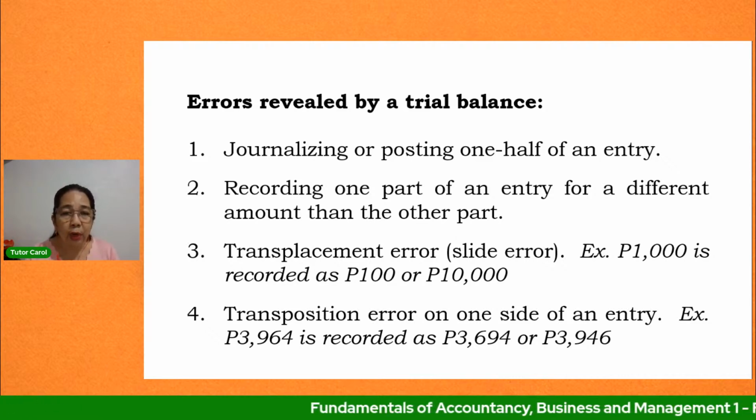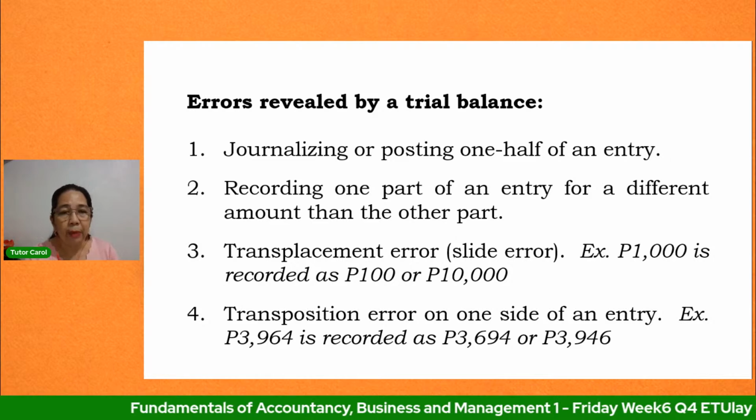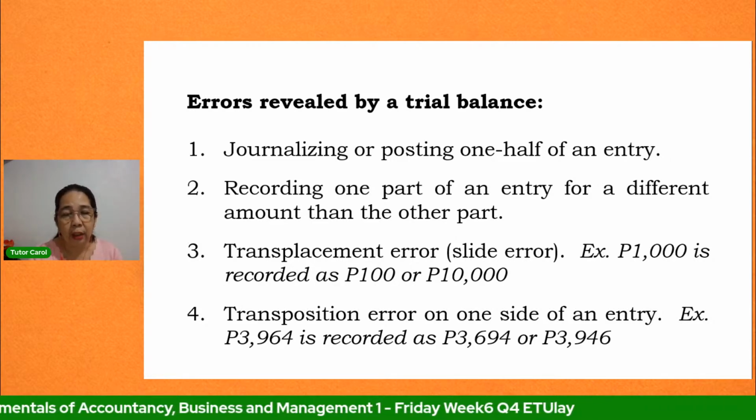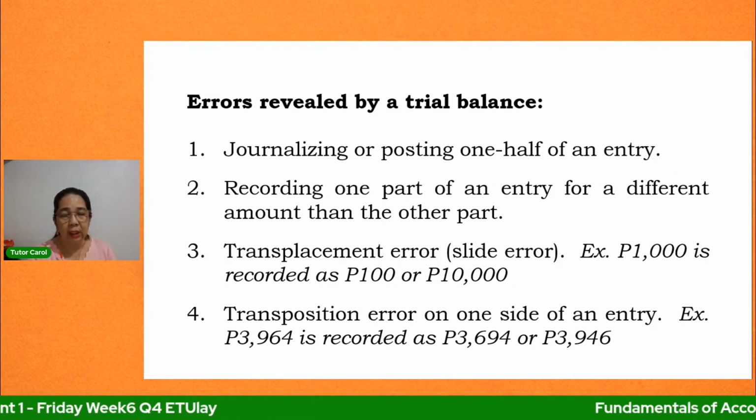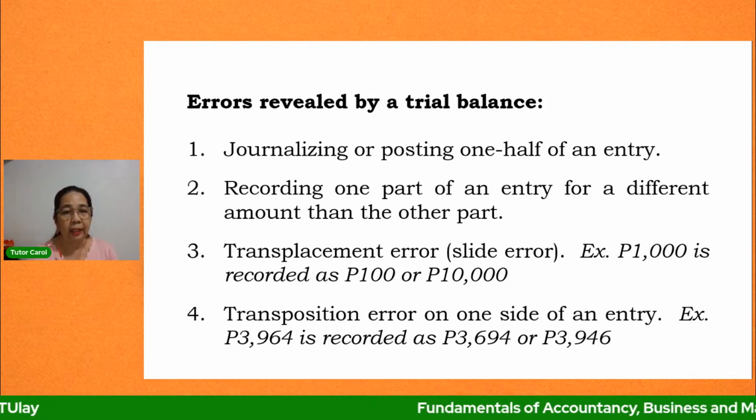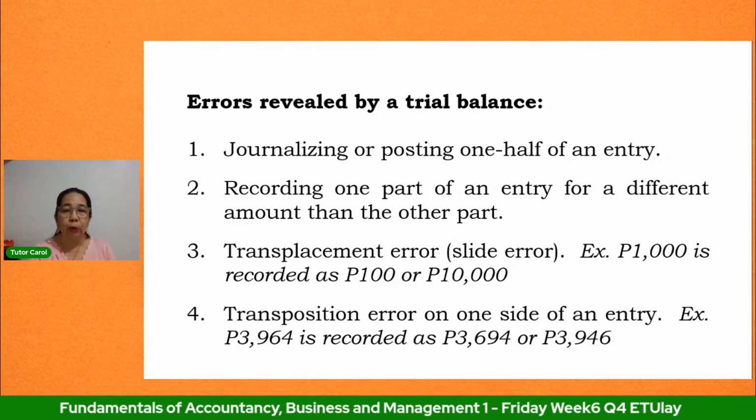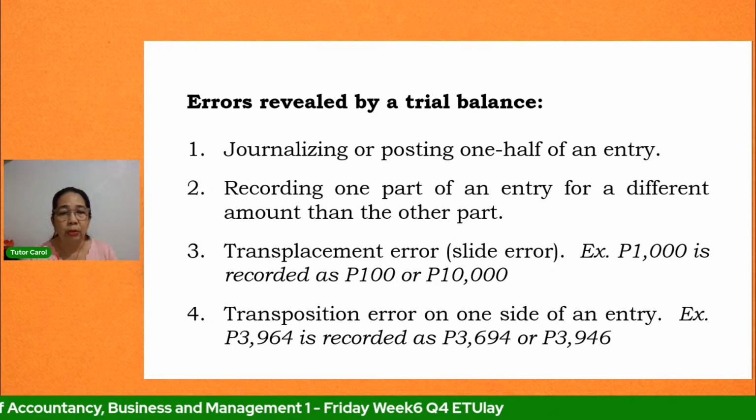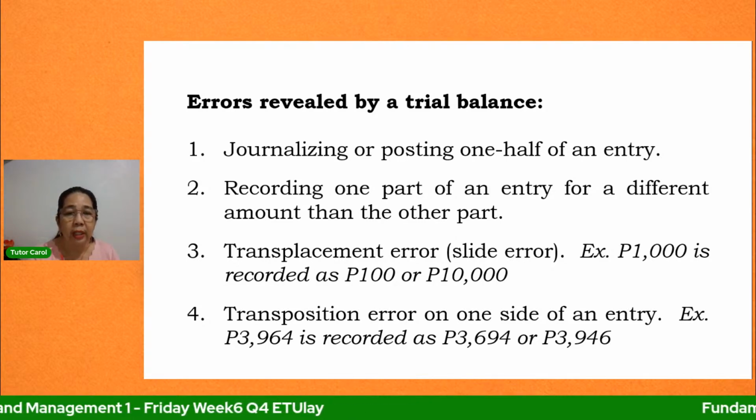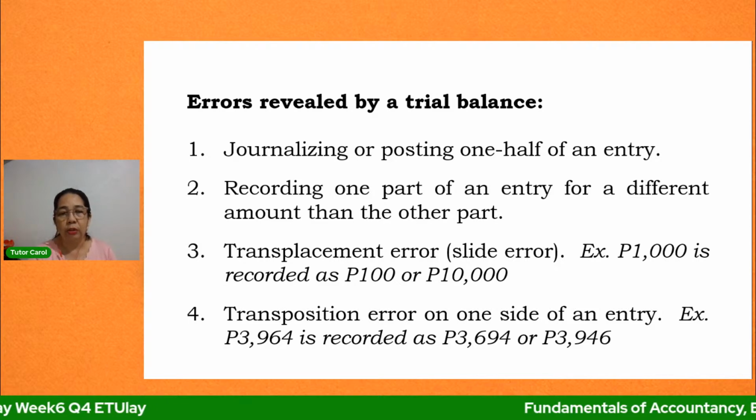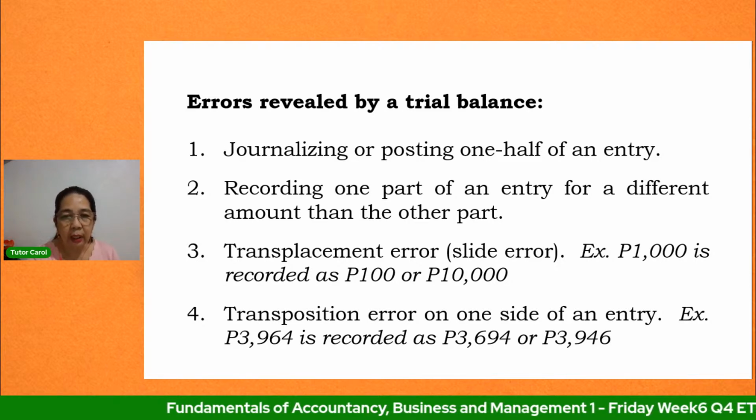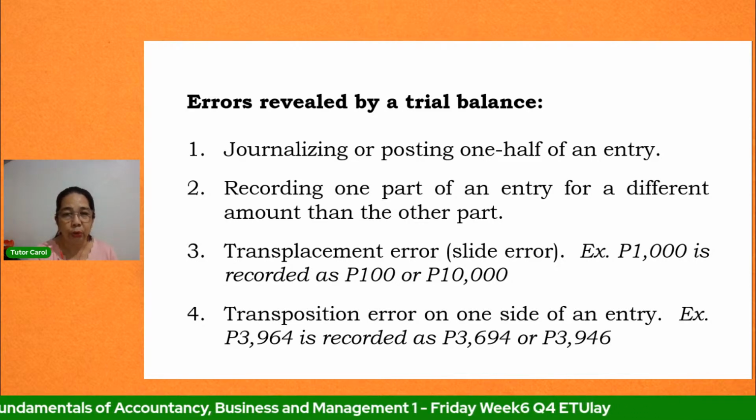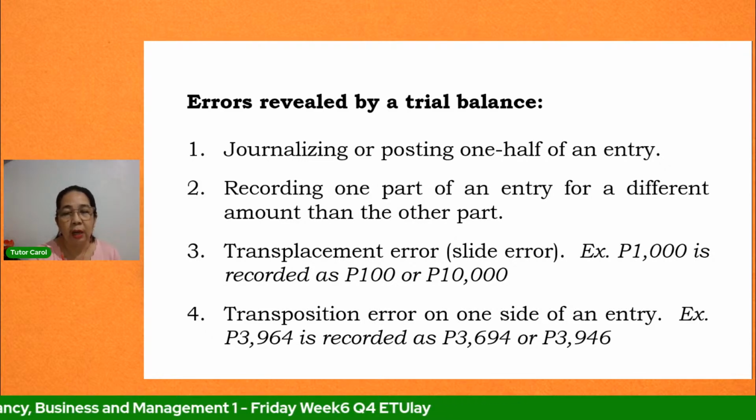Number 2, recording one part of an entry for a different amount than the other part. Okay, nagkamali ka naman ng amount. Iba sa debit, iba sa credit. So, madedetect din yan ng trial balance. Okay, number 3, transplacement error or slide error. Example, the amount is 1,000 pesos. Okay, 1,000 is recorded as 100 or 10,000 pesos. Palagi itong nangyayari sa akin, lalo na pag pagod ka na, inaantok ka na, pero kailangan mong tapusin yung ginagawa mo. Yan, lagi ako nagkakamali dito.